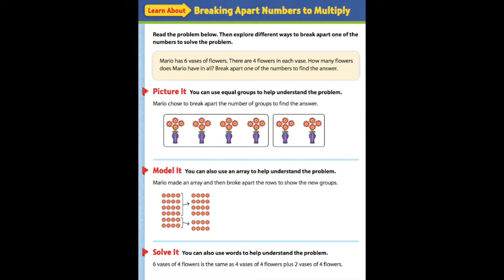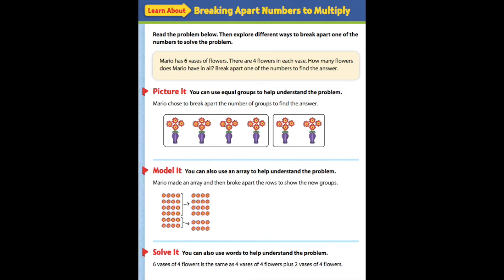Next, we have a new example. So it says read the problem below. Then explore the different ways to break apart one of the numbers to solve the problem. Mario has 6 vases of flowers. There are 4 flowers in each vase. How many flowers does Mario have in all? Break apart one of the numbers to help you find the answer.